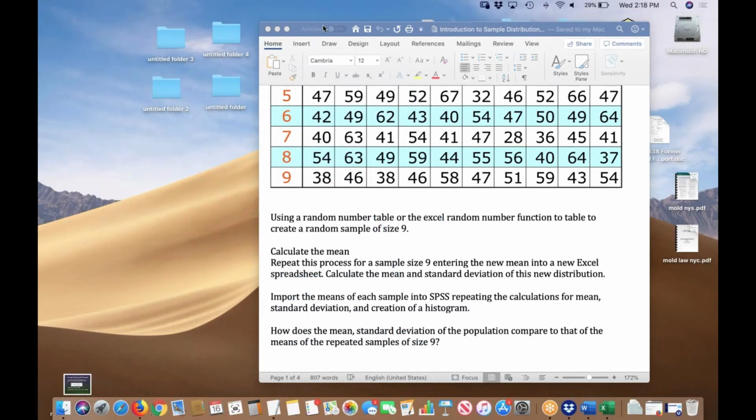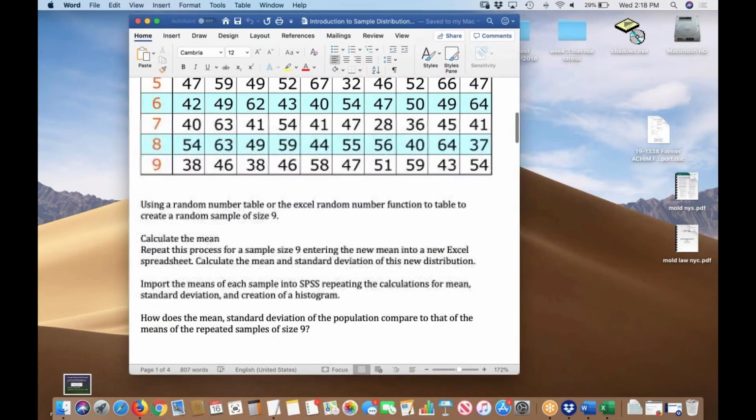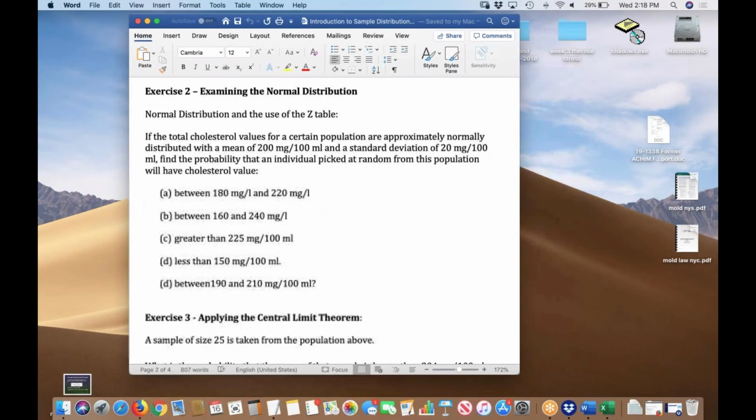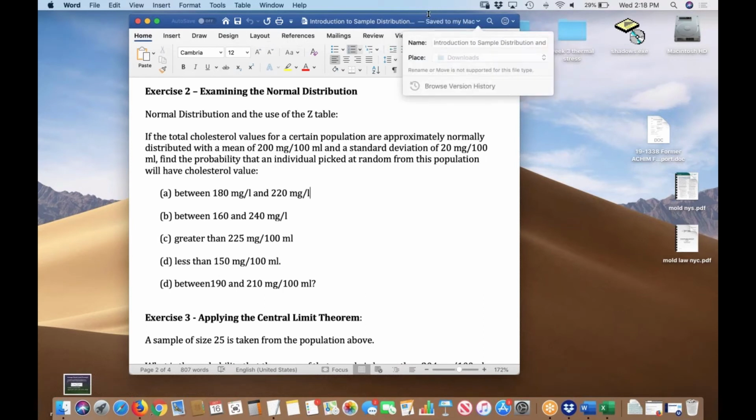Okay, so let's go back to this document. A little of this is going to be rehashing stuff. I'm going to start off by rehashing a little bit of what we did previously, when we worked with the normal distribution, because I think we need that refresher in terms of what's going on here.